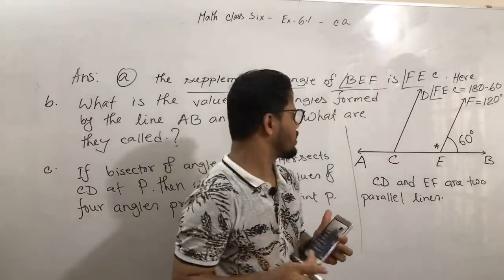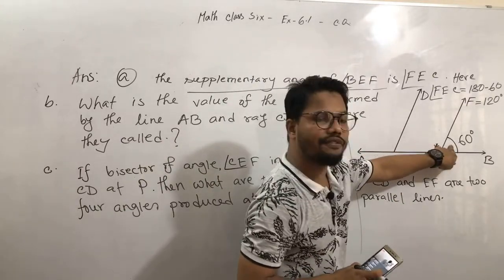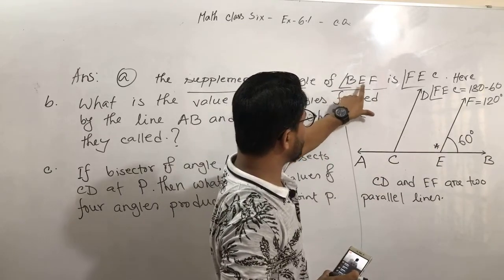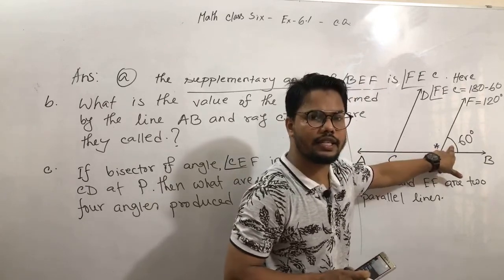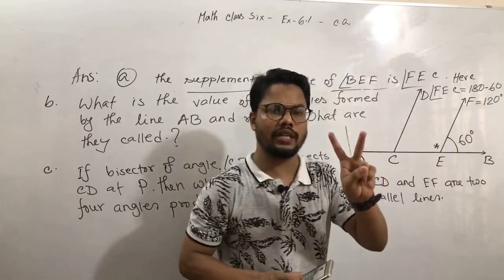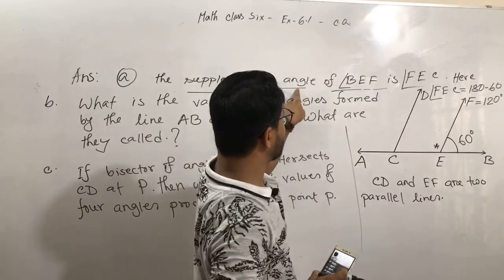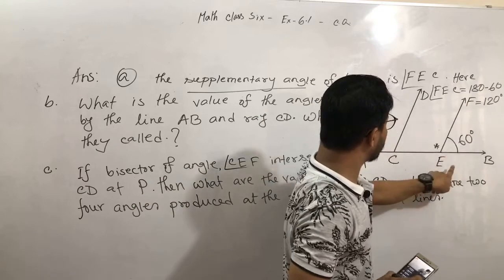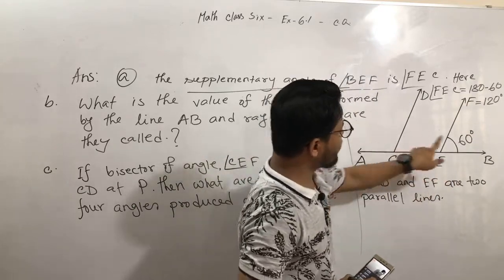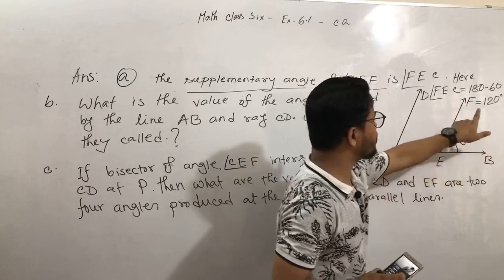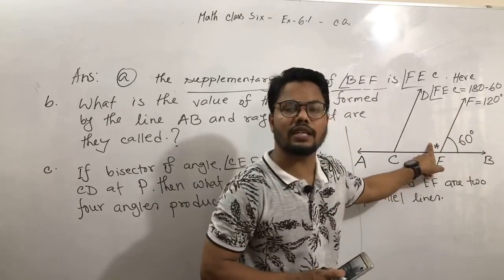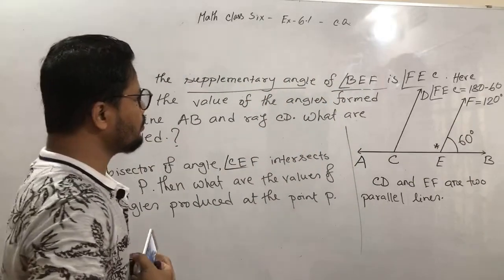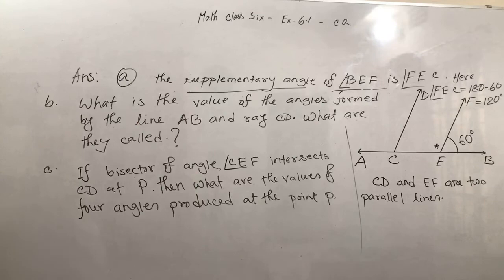So in the figure you can see the angle mentioned here BEF is 60 degree. So your answer will be in two parts. The first part, you have to answer the supplementary of BEF, which is FEC. Then the second part, you have to find the value of this supplementary angle, which will be 120 degree. Now, is it clear to all of you? Inshallah, we will discuss the second question, question number B.